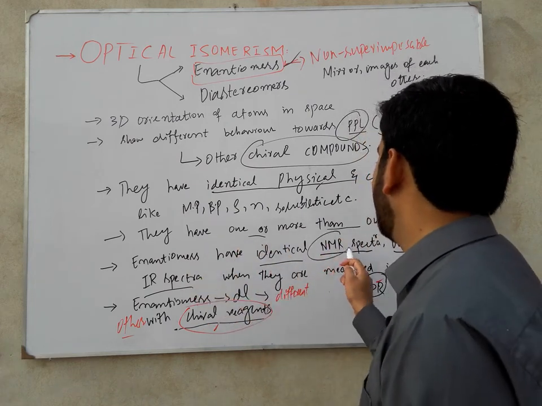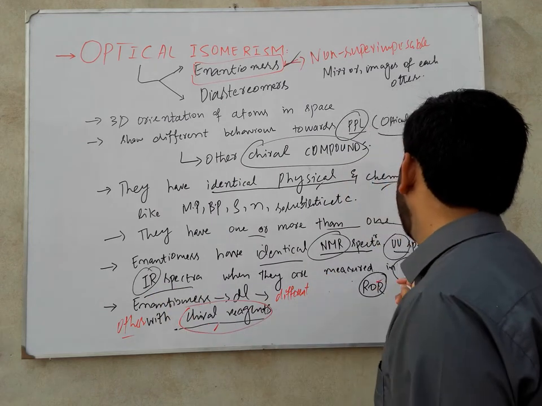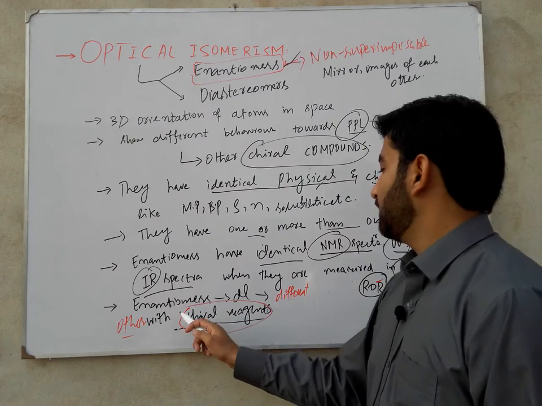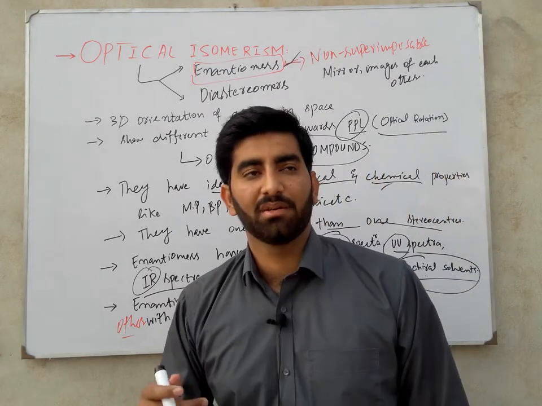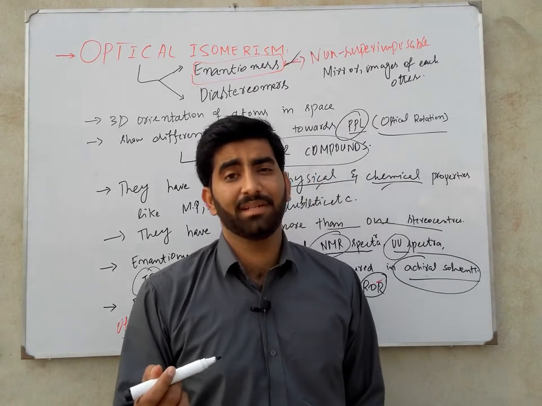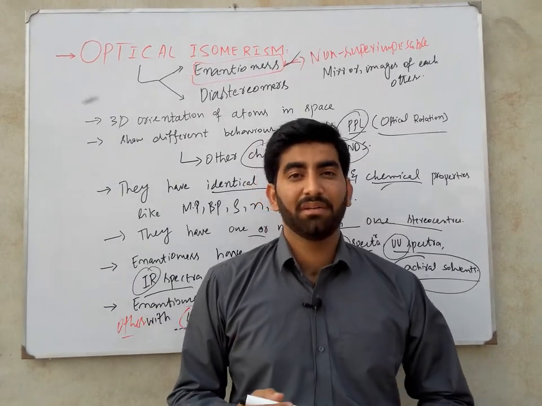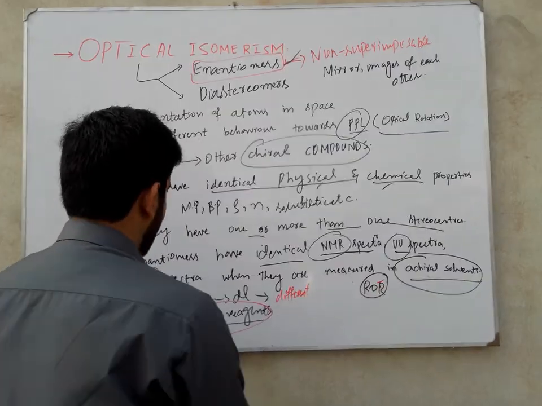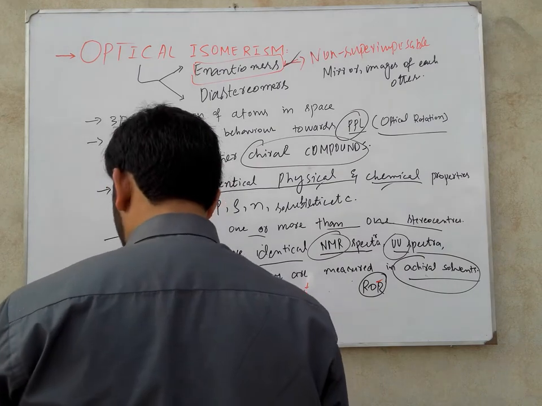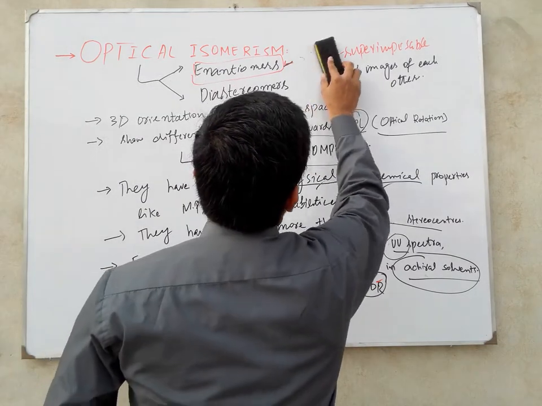Enantiomers have identical NMR spectra, UV spectra, IR spectra when they are measured in achiral solvents. Enantiomers or DL pairs show identical rate of reaction when they are treated with achiral reagents, but they show different rate of reaction when they are treated with other chiral reagents. So these are all the characteristics of the enantiomers.